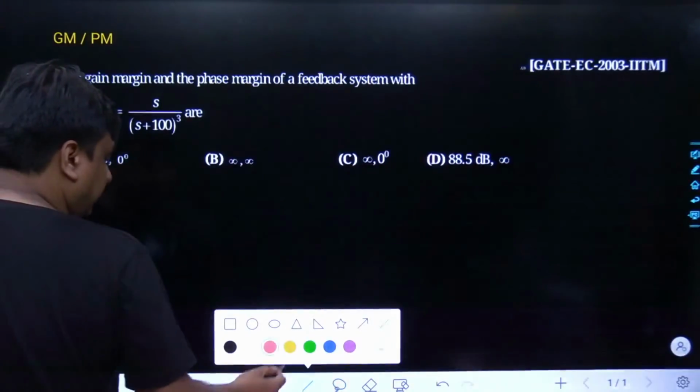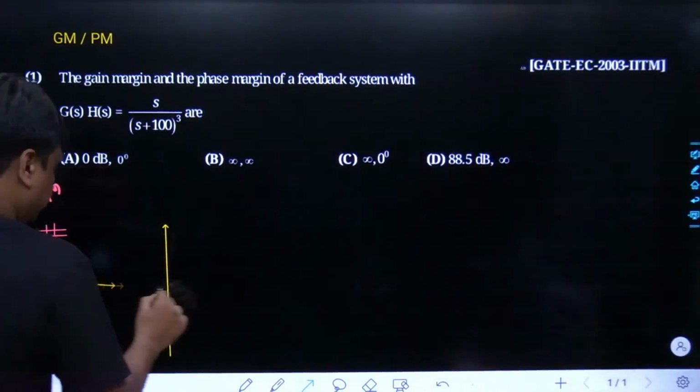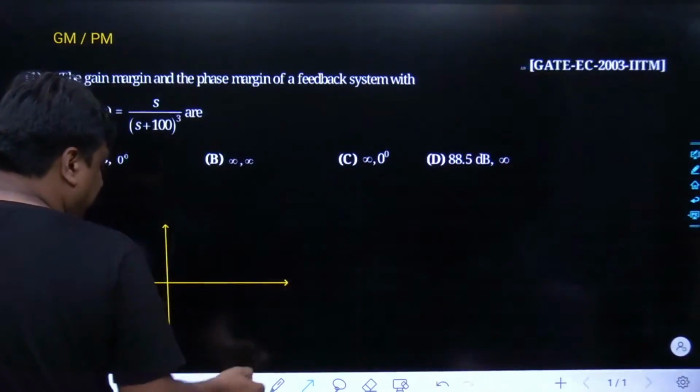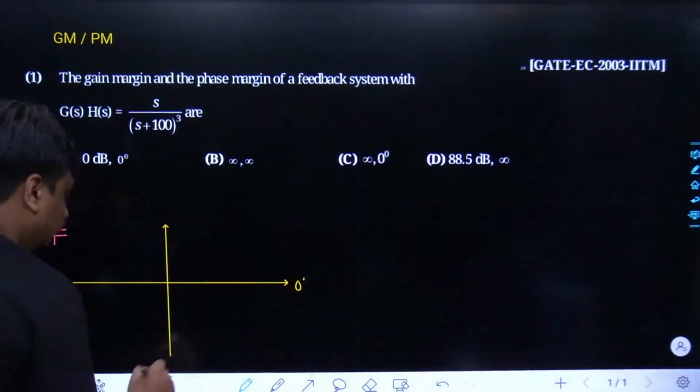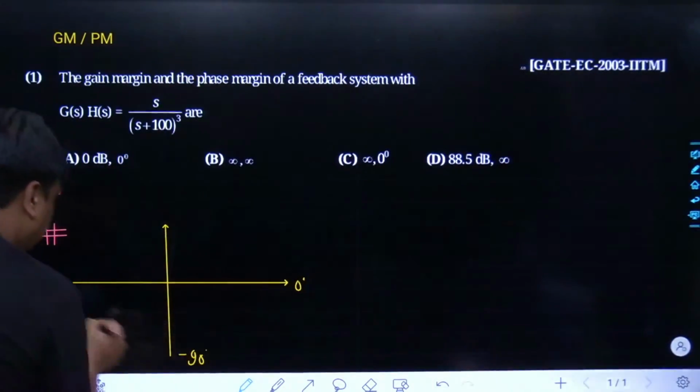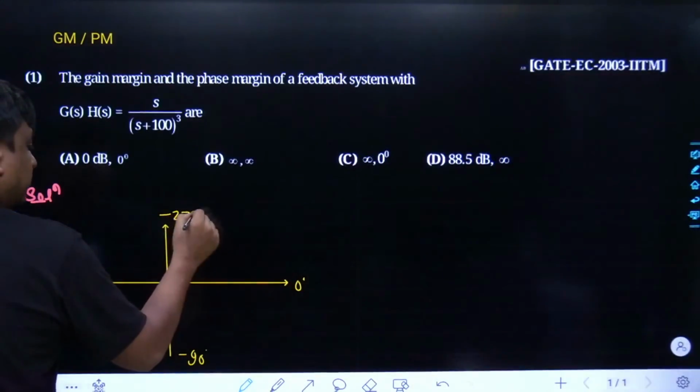Let me do one thing. Let me take a polar plot. This is the imaginary axis of the polar plot. This is the real axis of its polar plot. The angle lines are 0 degree, minus 90, minus 180, minus 270.